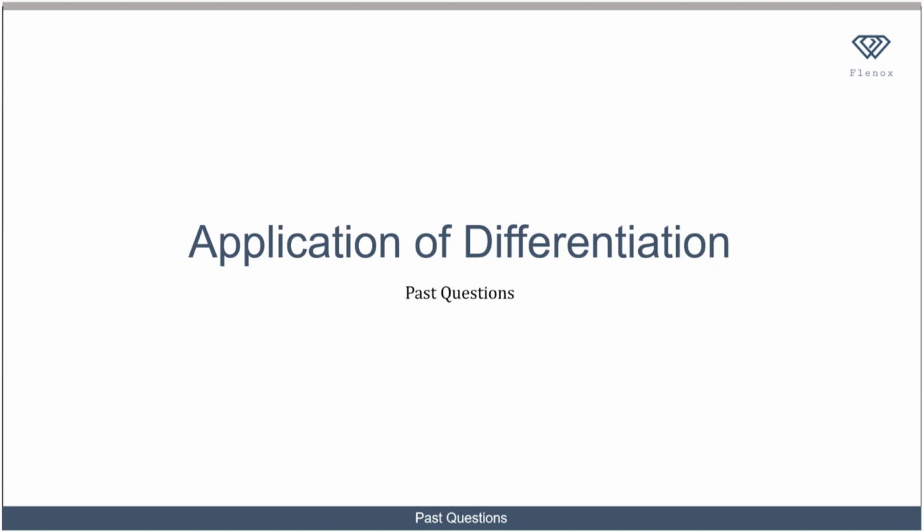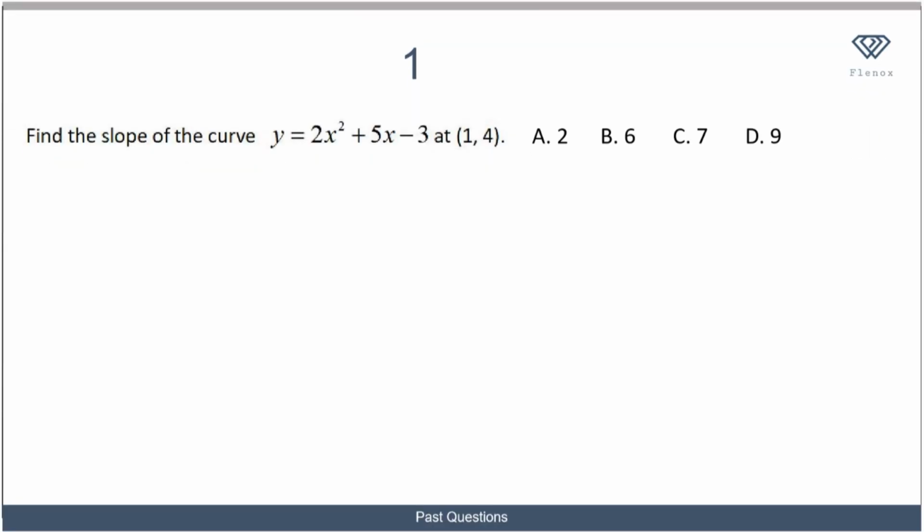So now we're going to be looking at some past questions to see how to apply some of the concepts we've learned as regards to the applications of differentiation. So let's get started. In the first question, we are told to find the slope of the curve y equals 2x squared plus 5x minus 3 at (1, 4). So this is the coordinate where they want us to find the slope.